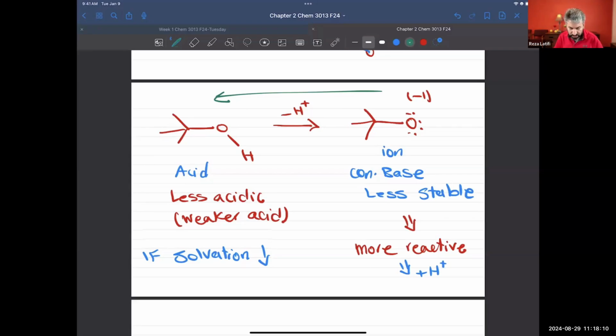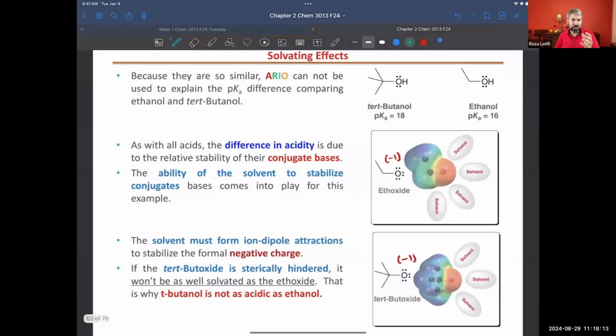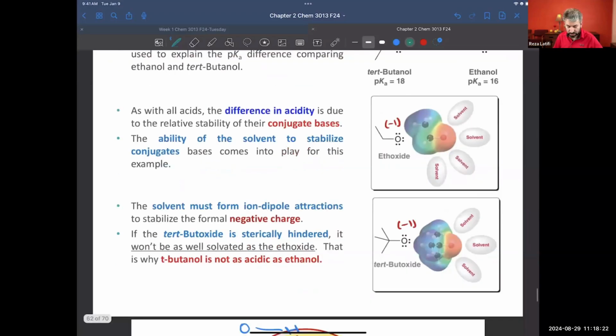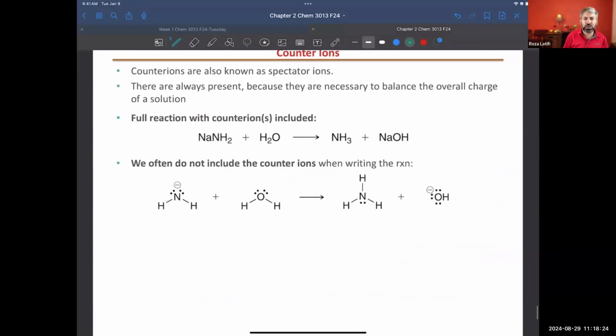And this is technically the solvation effect. So higher solvation, the more stabilization we get, the stronger the acid will be. Okay, let's move on. And what's the role of the counter ion?